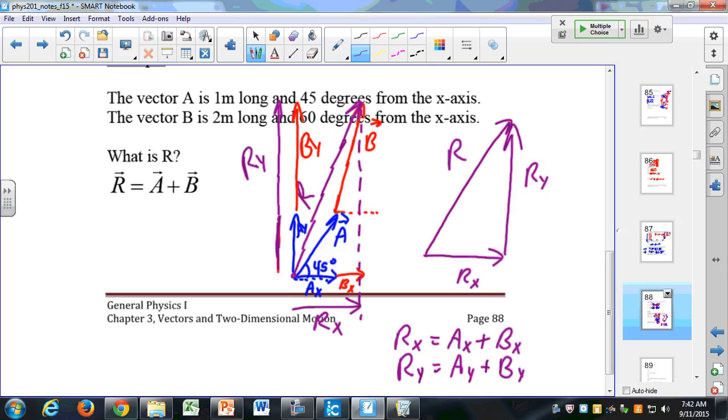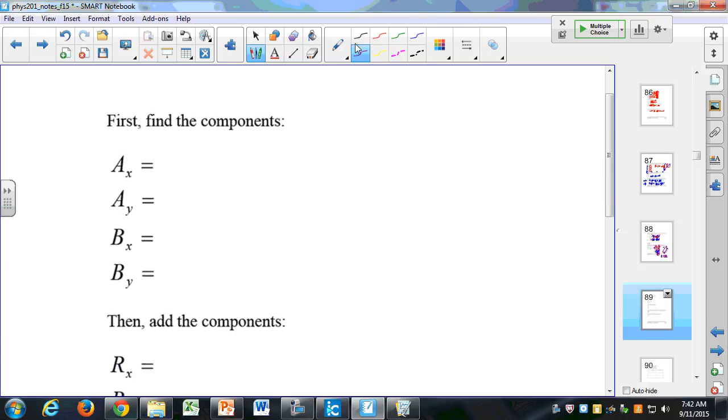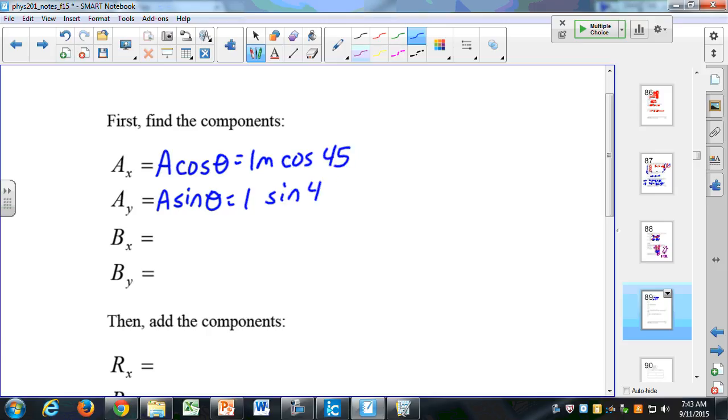But the math is pretty simple, so let's step through that. I sort of outlined it here. The first thing that we want to do is to find the components. So if I want to find AX, that's going to be A cosine theta. AY will be A sine theta. I can put in the numbers that we have for this. 1 cosine of 45, 1 sine of 45. Now the sine and the cosine of 45 are equal, so both of these are equal to 0.71 meters.